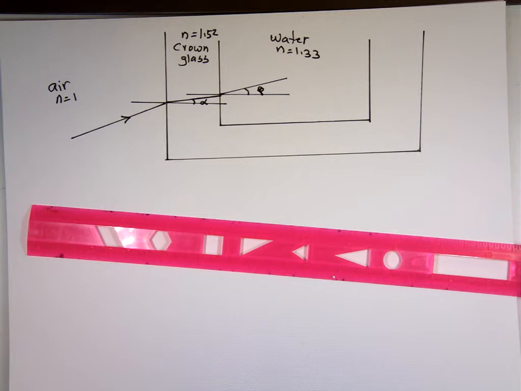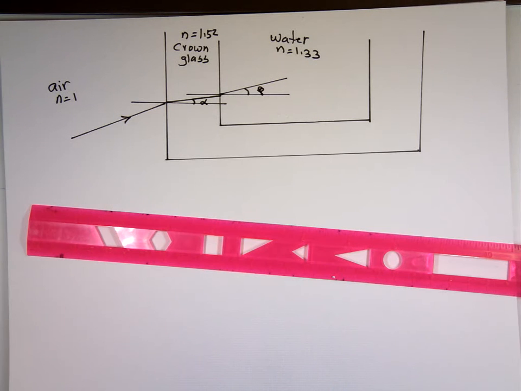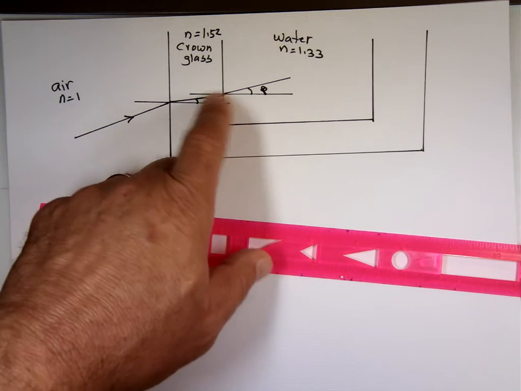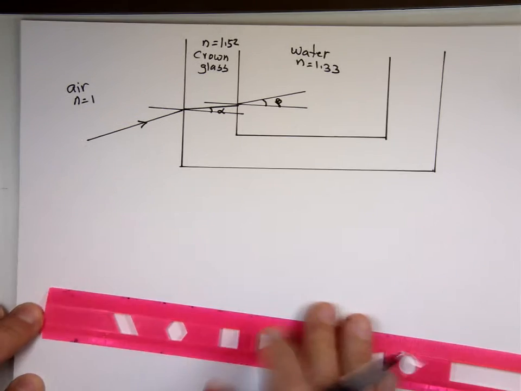And I want to find what alpha is and what beta is. So the beam looks like it's bent again. If you can see that beam going through the glass, it's going to look like this. Then as it goes through the water, you're going to see it opening more. So let's start with the first one, from air to glass.